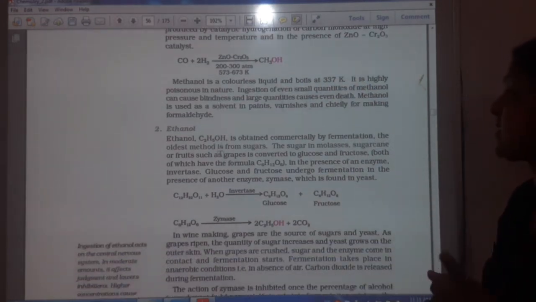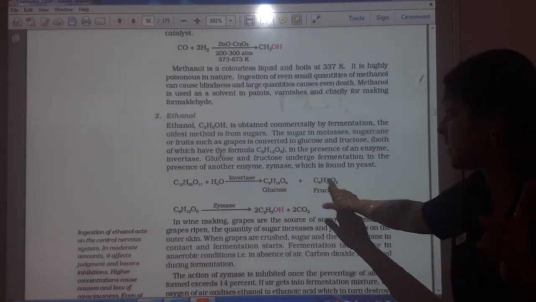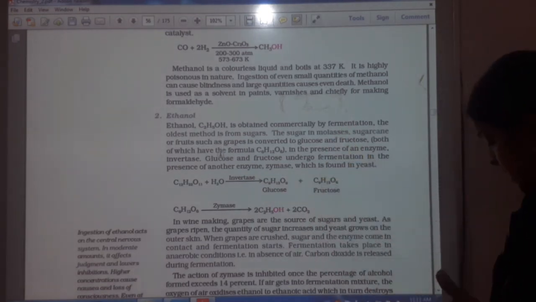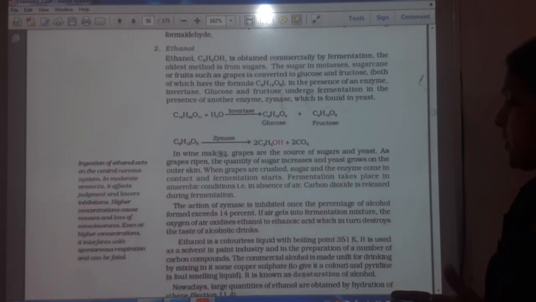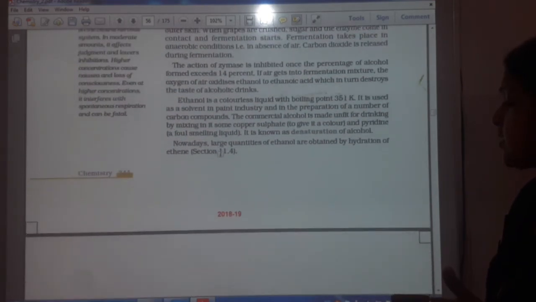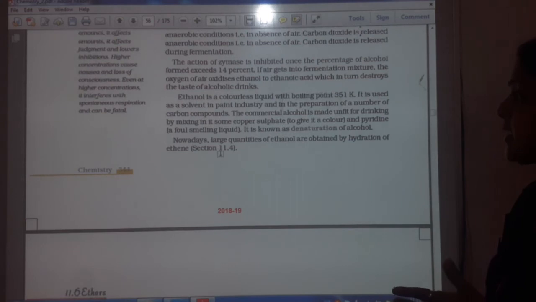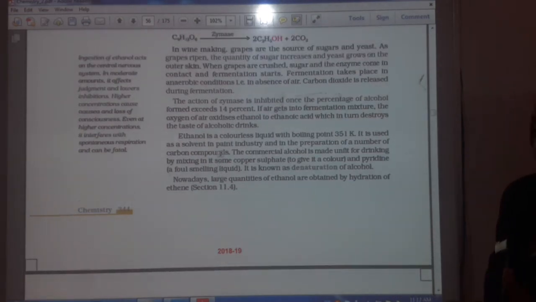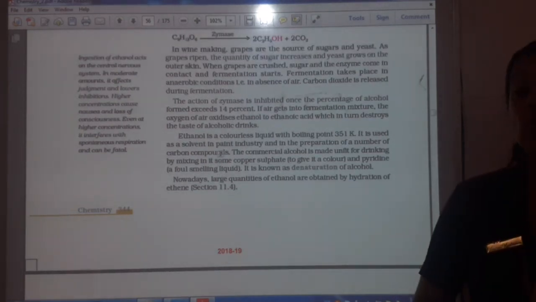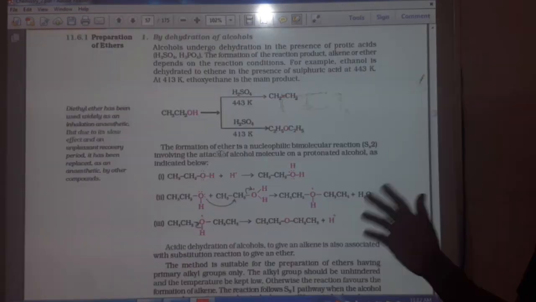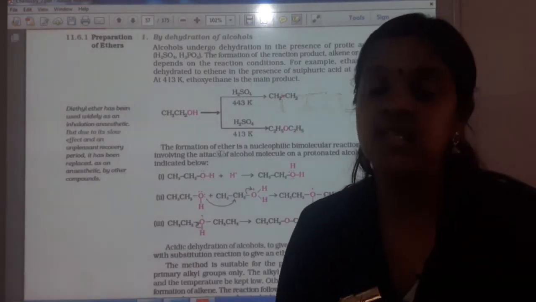Ethanol: again in 10th standard we have learned the fermentation process with invertase and zymase, the same set of reactions. So learn these two. Now with this, our alcohols and phenols are getting over. Now we'll get into ethers. Let's see how ethers are prepared.